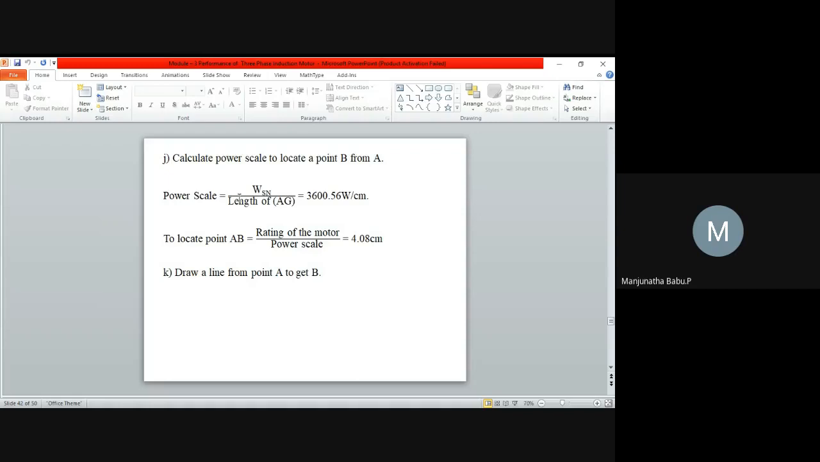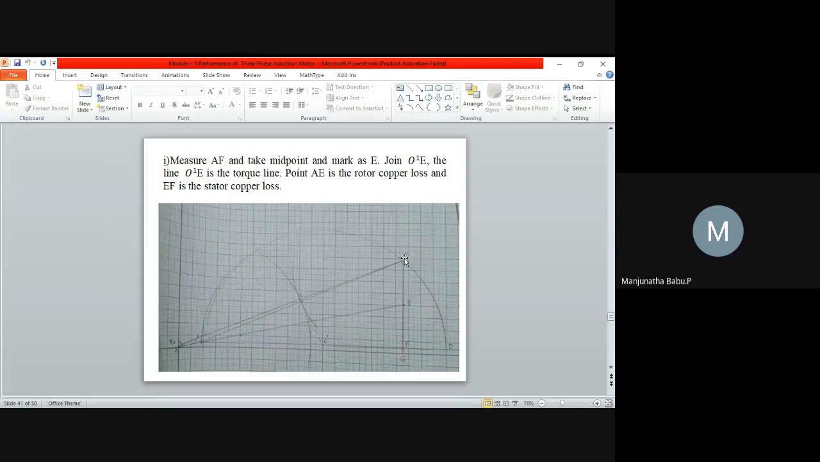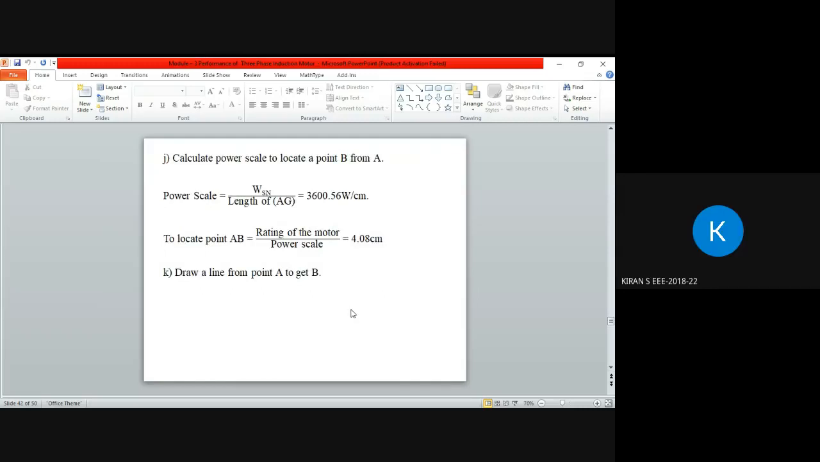Power scale is equal to the short circuit power at normal voltage divided by the length of AG. The length of AG we get from the graph, the distance from A to G. A to F is 8.23, so somewhere around 0.4 or 0.6 will be added. What is the length? 8.8. We know WSN; what is the WSN we already found?